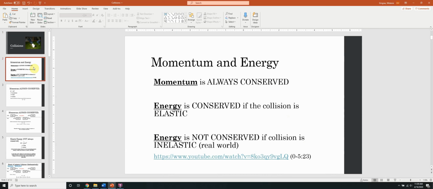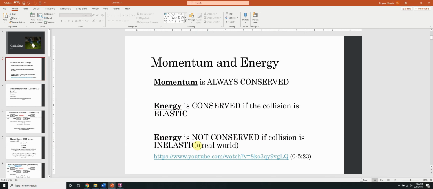So the important things that we're going to discuss about collisions are momentum and kinetic energy. In a collision, momentum is always conserved. However, energy may or may not be conserved depending on what type of collision we're talking about. If energy is conserved, that means it's an elastic collision. If energy is not conserved, that means that the collision is inelastic.